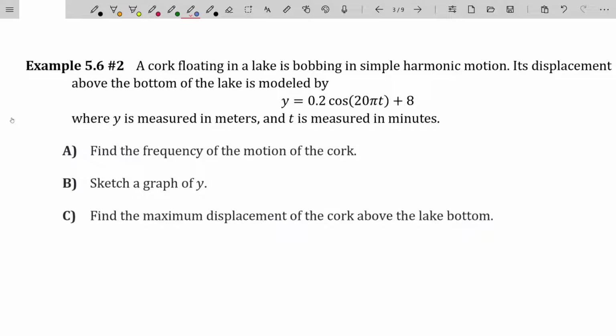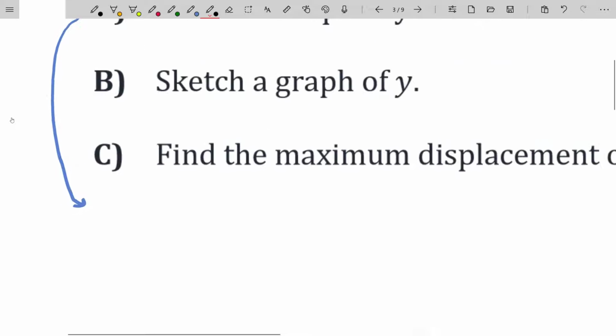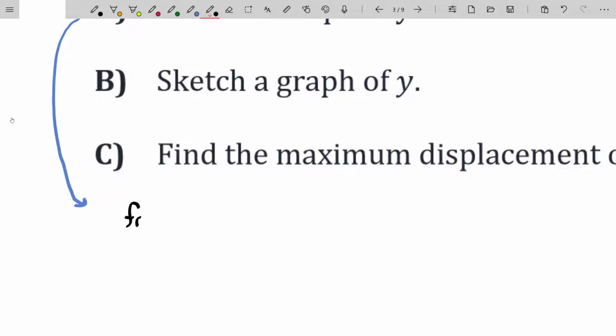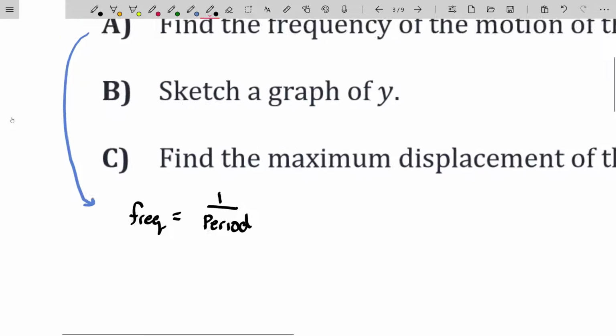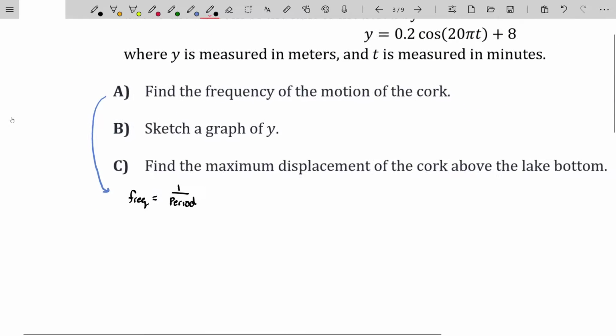Now, mathematically, we were told frequency is the reciprocal of the period. So I could say frequency is just equal to 1 over the period. And so we could spend a moment finding the period of this function using our mechanical mathematics, right? So we know the period is 2 pi over b.